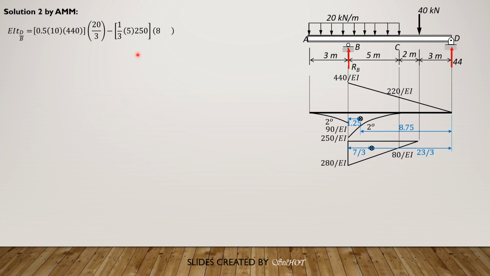So minus 1/3 of 5 times 250 times 8.75, minus 1/2 or 0.5 of 7 times 280 times 23 over 3. So solving for the deviation of D relative to B, it is equal to positive 3507.5 over EI. So it means that point D is above the reference tangent at B. So the reference tangent at B should be below, like that, so that D is above, because the deviation of D relative to B is positive. And theta B, because it is sloping down to the right, is negative.